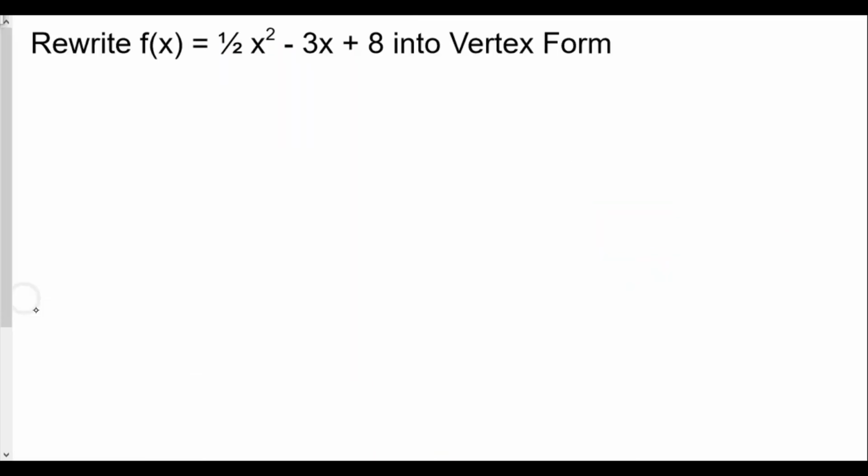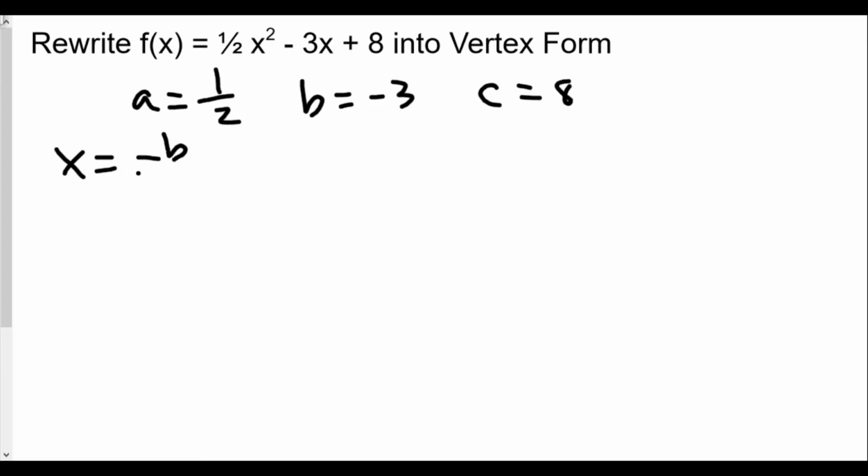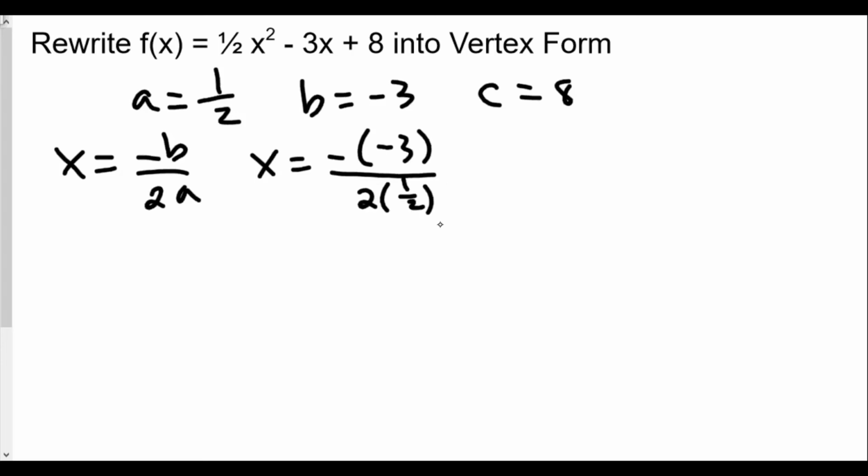Now for number 3. Want to rewrite f of x as 1/2 x squared minus 3x plus 8 into vertex form. This time around, our a value is 1/2, our b value is negative 3, and our c value is 8. So x equals negative b over 2a. So x equals negative of negative 3 over 2 times 1/2. Well, that just becomes x equals 3 over 1, or x equals 3. So again, that's our h value for the vertex.